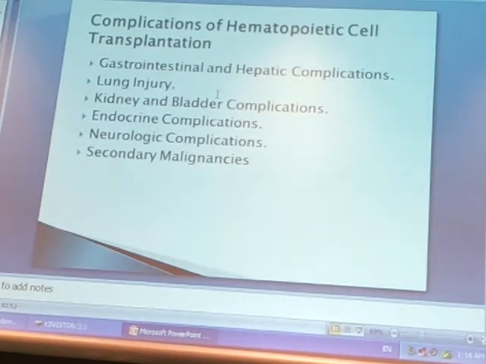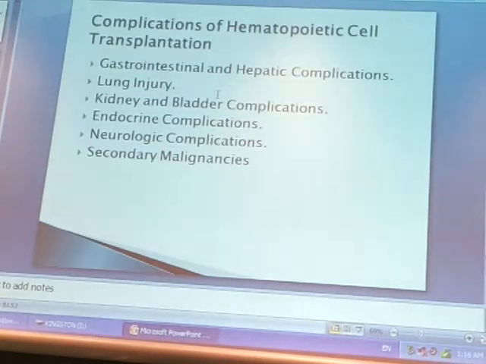Okay, I think we finished. Any question about transplant?